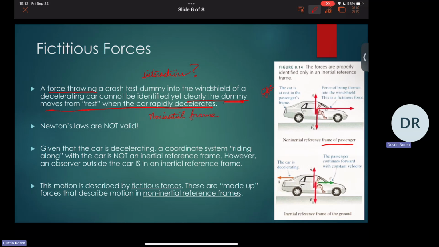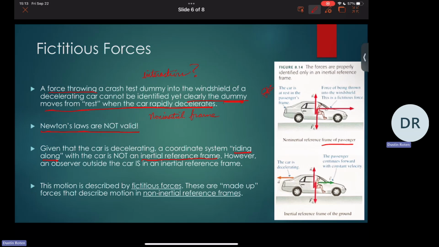And that means Newton's laws are not valid. So the fact that we can't identify a force in our situation inside the car pushing this dummy through the windshield, that is okay because Newton's laws don't even work here anyways. So given that the car is decelerating, the coordinate system that we're talking about now, riding along with the car, like I said, is not an inertial reference frame. But we can fix this.